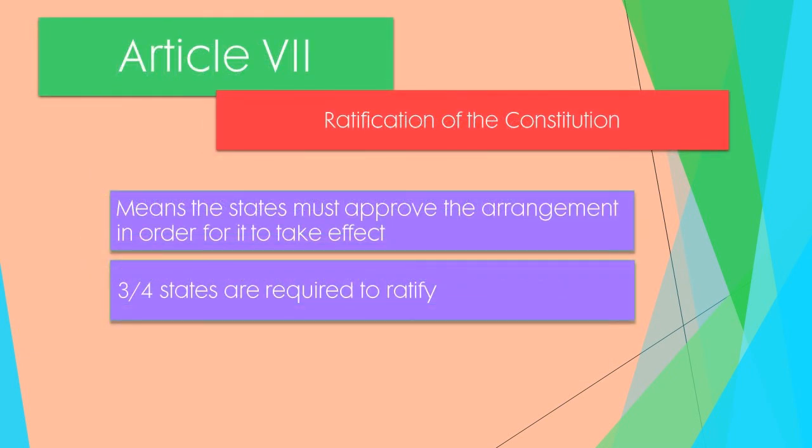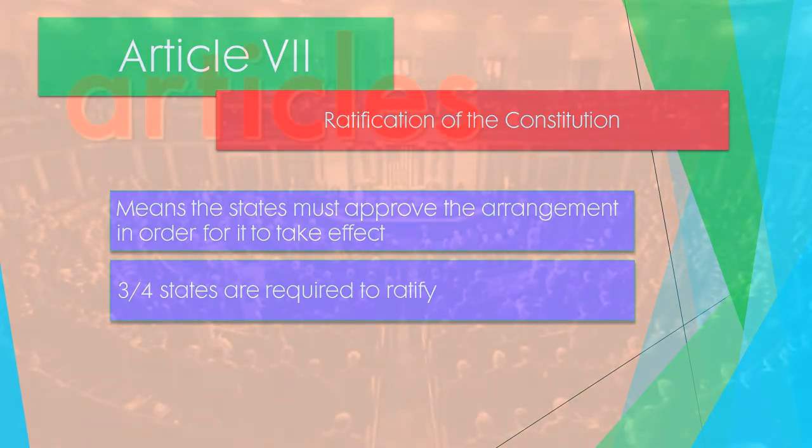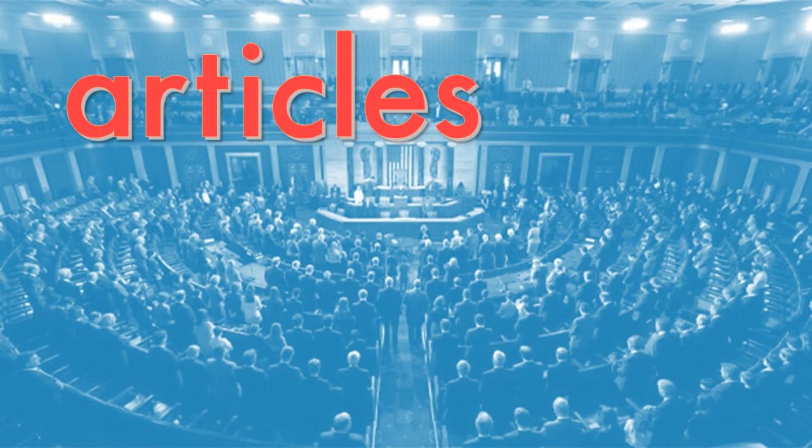Finally, here in Article 7, this is just the process for ratifying the Constitution. We needed 3/4 of the states to ratify the Constitution, and at the time that meant 9 states were necessary to put the Constitution into effect and then replace the Articles of Confederation. So that's what's in the Articles. That's the original Constitution. We're going to spend a lot more time on each of those articles over the next week or so, and let's quickly run through what it is that are in these 27 amendments.